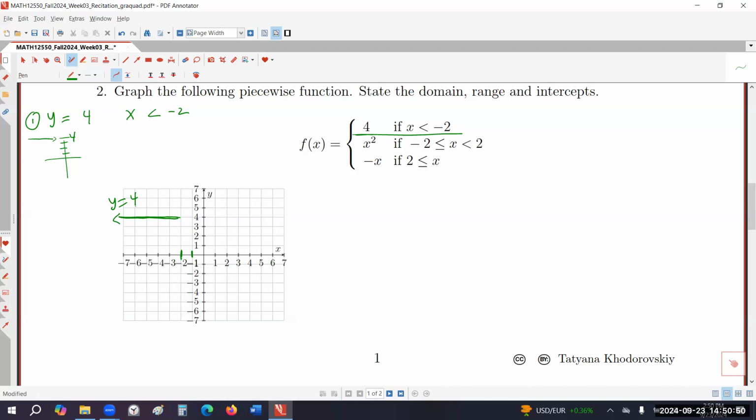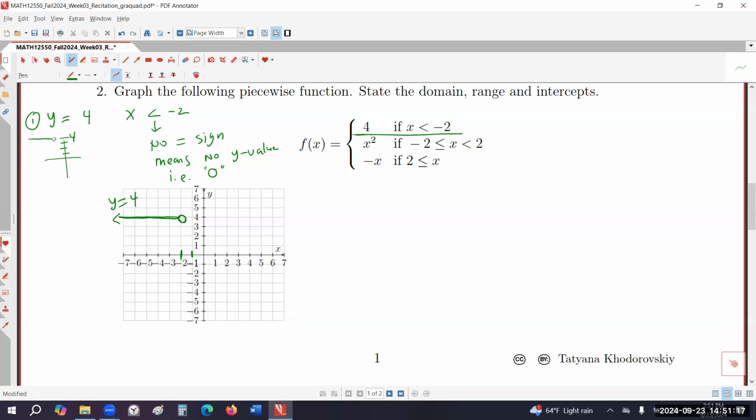But when you have -2, there is no y value for that. Why not? Because they did not give us any equal sign. No equal sign means no y value, i.e., it's a hole in the graph.